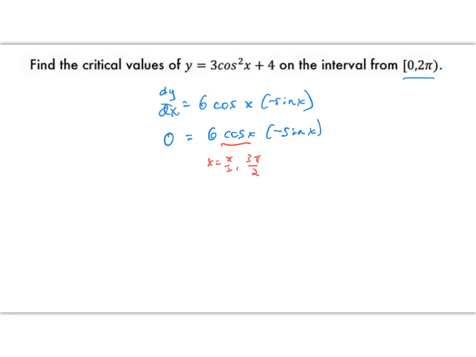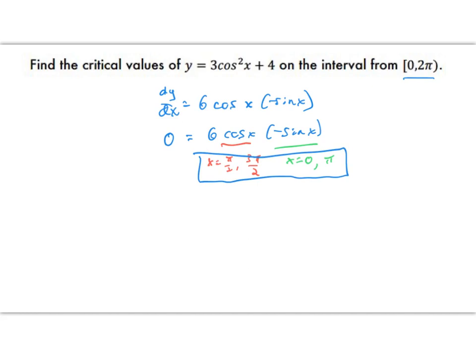Those values are definitely going to give us critical points there, because if you put in pi over 2 or 3 pi over 2, the whole thing multiplies to 0. And you could do something very similar here for the negative sine function, and that, of course, is going to be at 0 and pi, where that goes to 0. So all 4 of these are quadrantal angles. They are going to be our critical values of x.